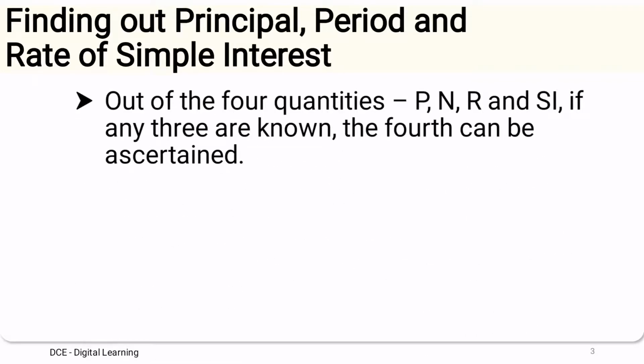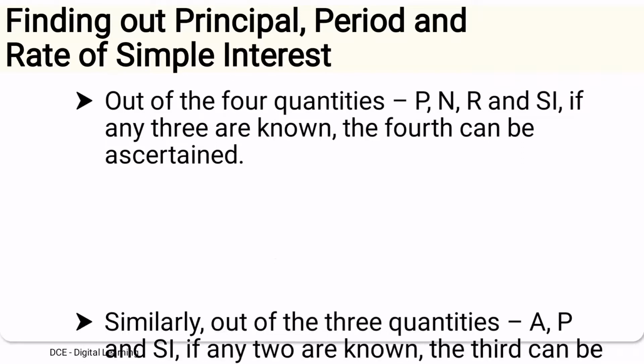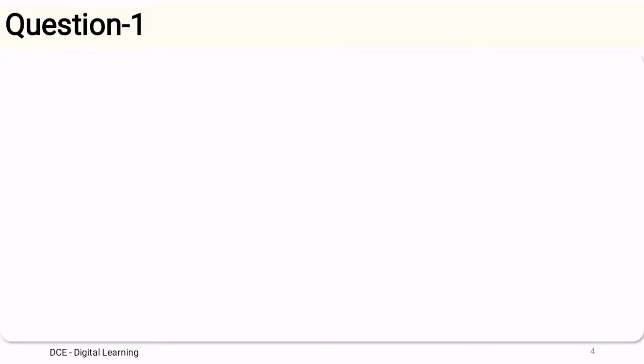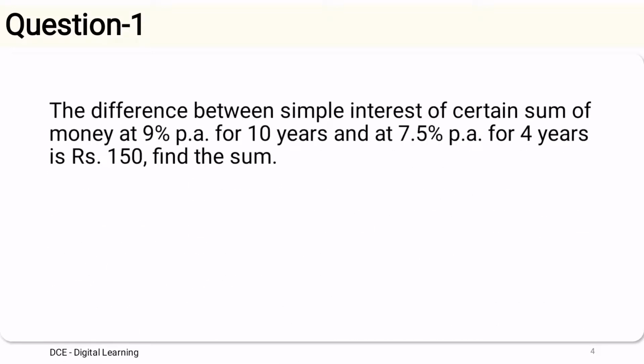So finding out principal, period and rate of simple interest. Out of the four quantities P, N, R and SI, if any three are known, the fourth can be easily ascertained. Similarly, out of three quantities A, P and SI, if any two are known, the third can be ascertained. This we have discussed in previous sessions also. So we shall go deeper in this session.